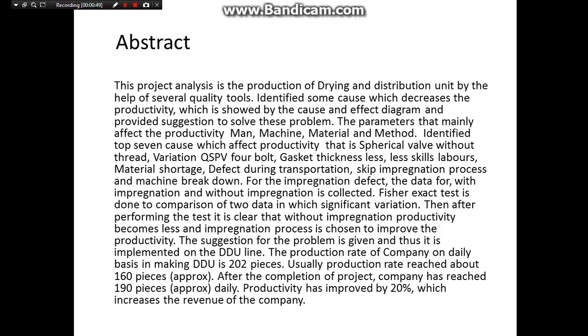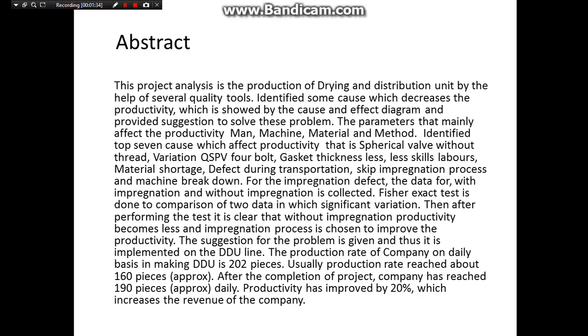Abstract. This project analyzes the production of the drying and distribution unit with the help of several quality tools. Identified some causes which decrease the productivity, shown by the cause and effect diagram, and provided a solution to solve this problem. The parameters that mainly affect the productivity are man, machine, material and method. Identified the top 7 causes which affect productivity: spherical valve without thread, torque variation in QSPB 4 volt, gasket thickness, less skill levels, material shortage, defect during transportation, skip impregnation process and machine breakdown.